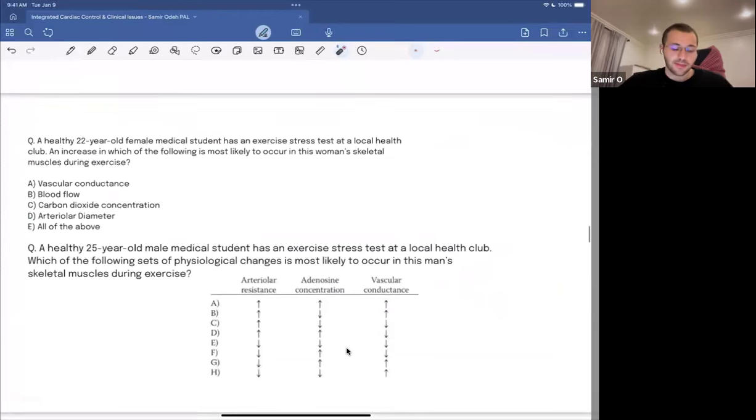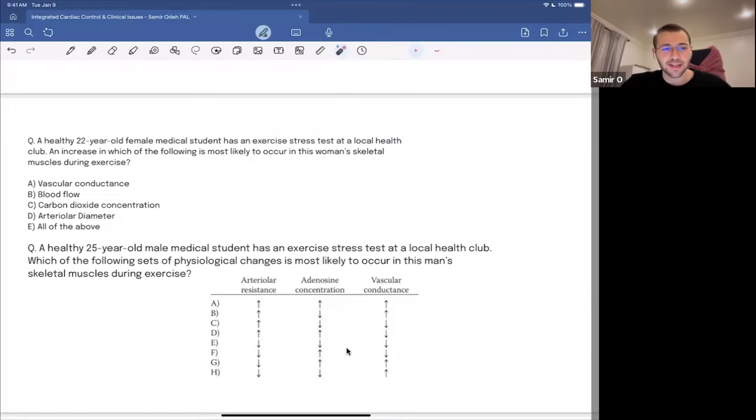So we have two questions here. The first question: a healthy 22-year-old female medical student has an exercise stress test at a local club. An increase in which of the following is most likely to occur in this woman's skeletal muscles during exercise? And you have around 5 choices there. And our second question: a healthy 25-year-old male medical student has an exercise stress test at a local health club. Which of the following physiological changes is most likely to occur in this man's skeletal muscles during exercise?